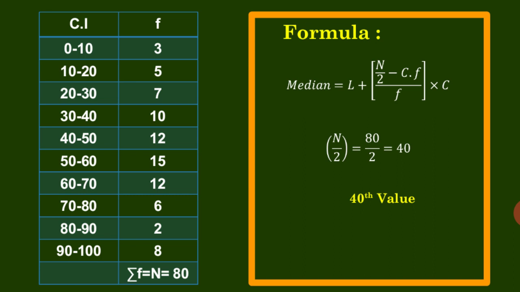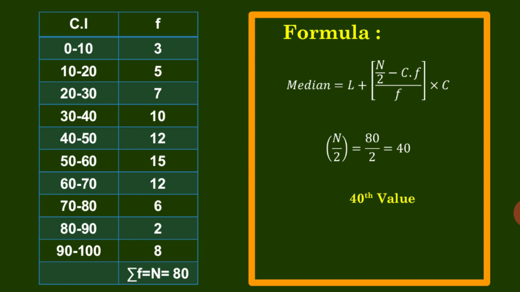So first we have to calculate our n by 2 value. Once you calculate the n by 2 value, automatically you can calculate the L value, f value, CF value and C value, because all the values depend upon our median value. So first I am going to calculate our n value. Here the capital N means the sum of all the frequency values already given in the problem. Now summing all the frequency values one by one.